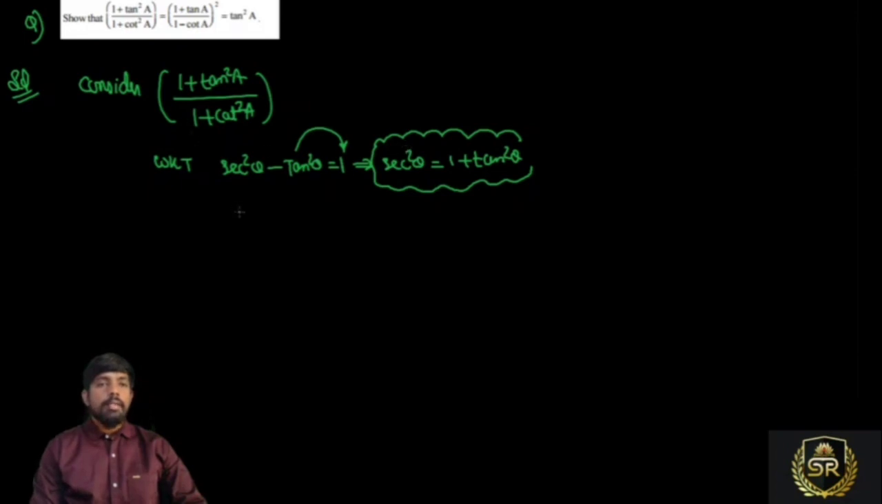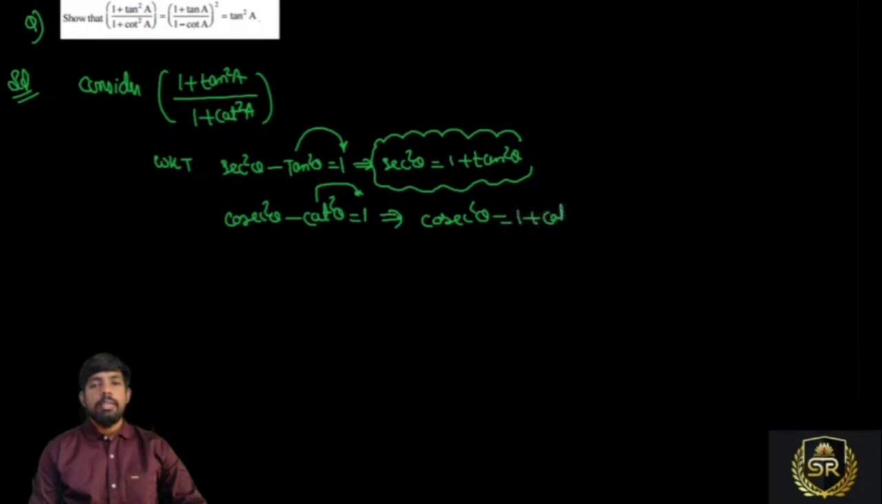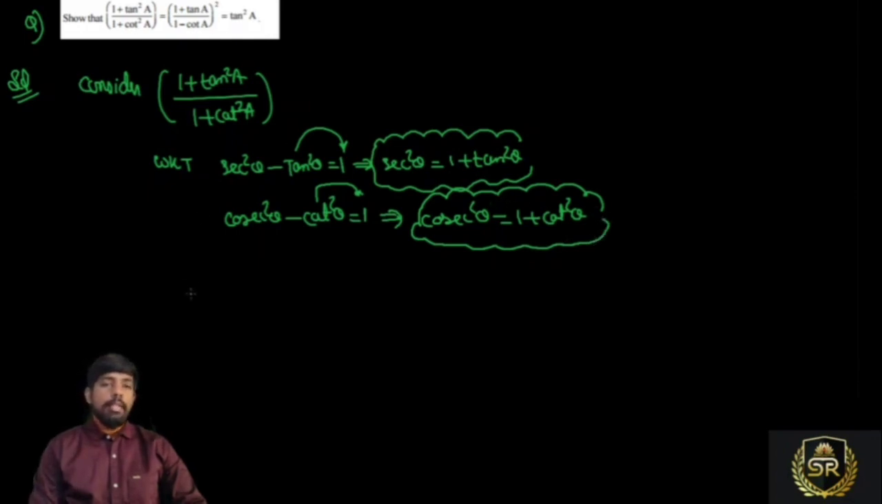Alright, next we know cosecant square theta minus cot square theta is equals to 1. This is the third identity. Now bring this cot square to the right hand side. So what will it become? Cosecant square theta is equals to 1 plus cot square theta. So in the place of 1 plus cot square, can I write cosecant square? So I am writing here.